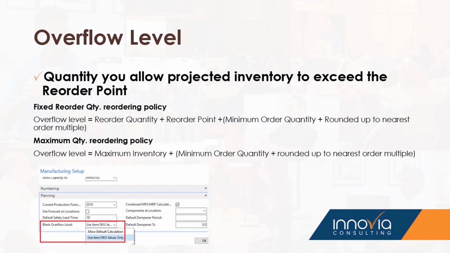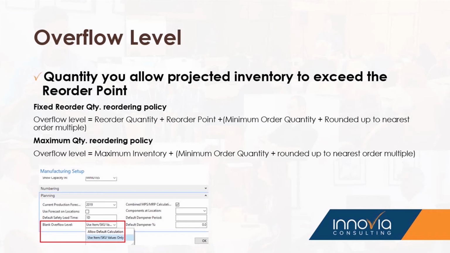And the system out of the box, if you're running a version 2016 or later, I believe, allows the default calculation as the default in the inventory setup. And I usually recommend, let's not turn that on because it's a new feature. Let's let the user determine if they're going to use that field. And that's where you flip that to use item SKU values only, meaning you are controlling the overflow level, not the system.